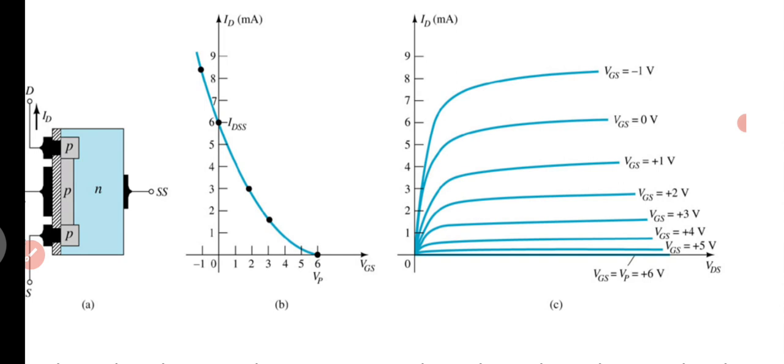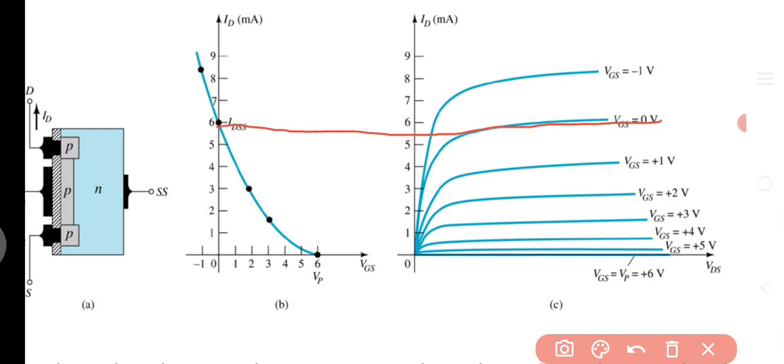When VGS equals 0, the value of ID equals IDSS. When VGS equals 0, we get the maximum value, that is ID equals IDSS. When VGS is greater than 0, then ID will decrease. When VGS is negative, ID will increase. That is the complete opposite or reverse operation of the NMOS.